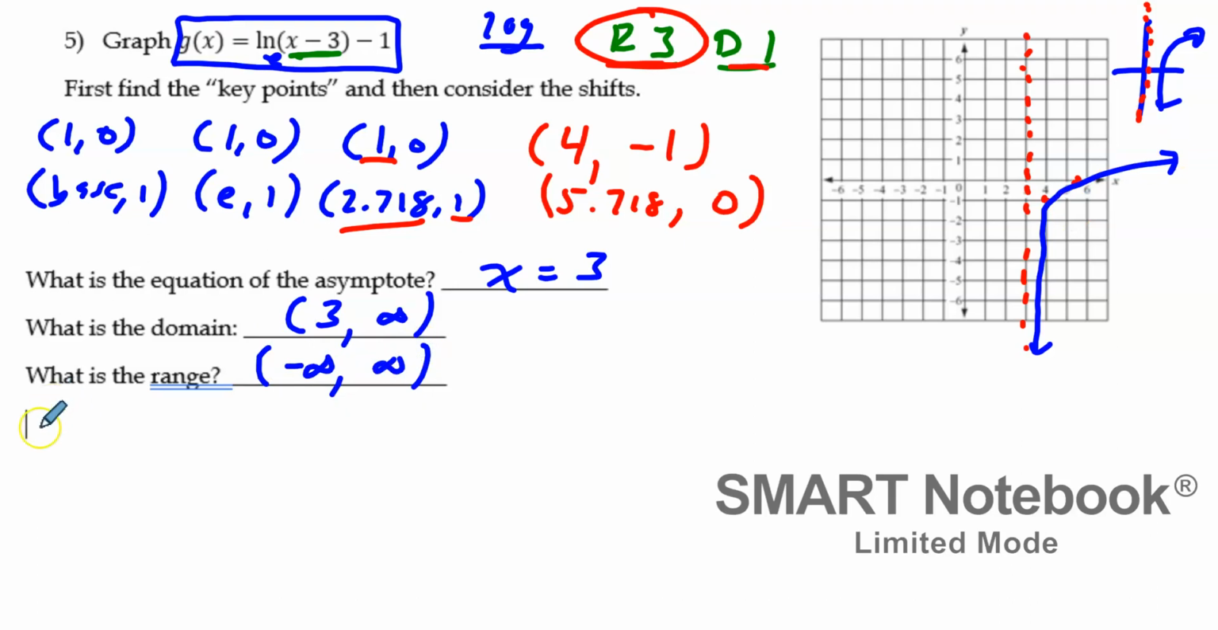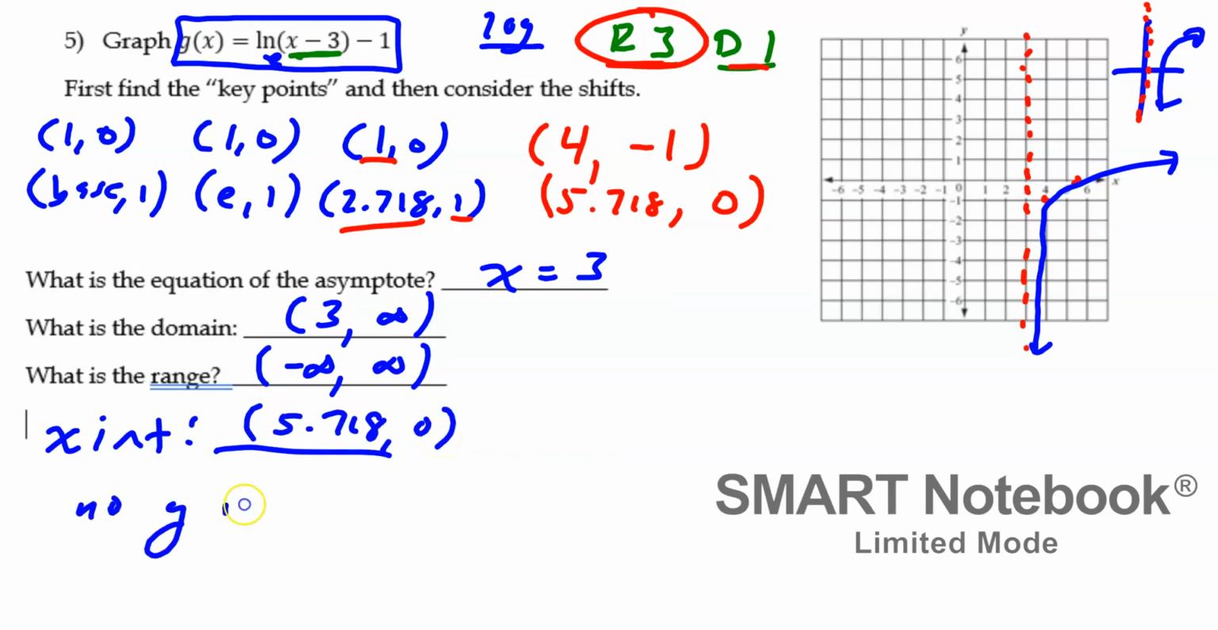Something I didn't ask, but I definitely should have, was what is the x-intercept? We found the x-intercept already because it crosses the x-axis right here. So your x-intercept is the point that you already found, (5.718, 0). I'm going to write a note also that there is no y-intercept. There is no y-intercept because it does not cross the y-axis at all. So I thought those would be useful for you to see using base e.